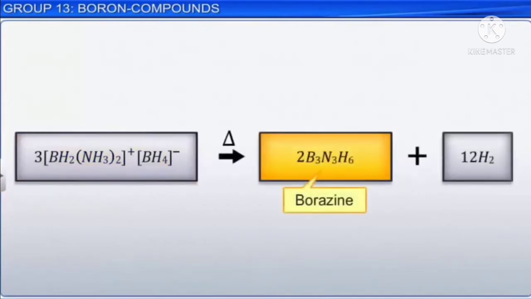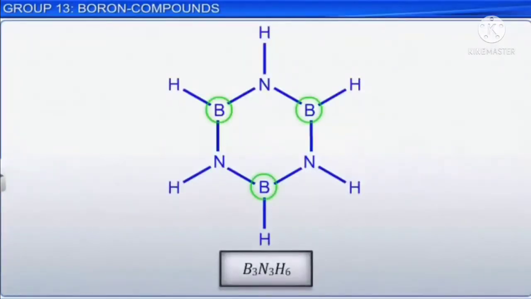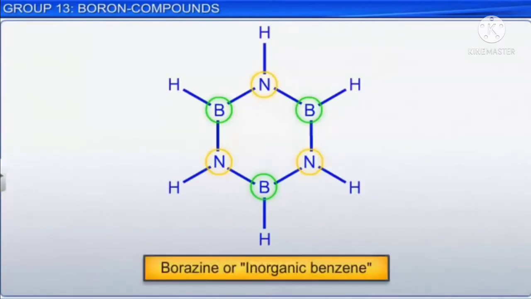borazine, B3N3H6, is formed. Note the alternating boron and nitrogen atoms in the six-membered ring of borazine. Since it resembles benzene structurally, it is called inorganic benzene.